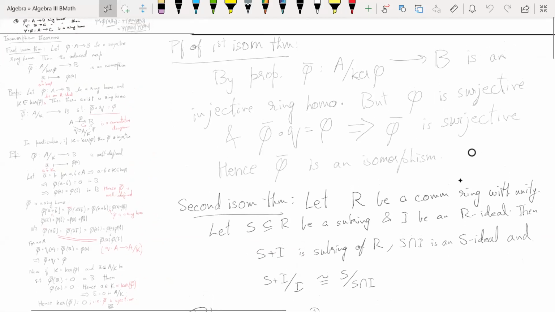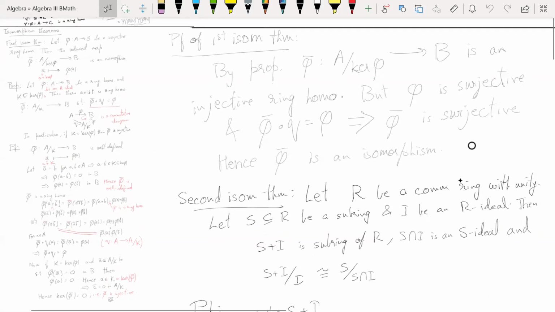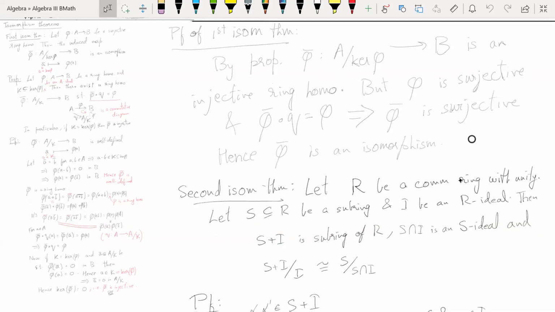So now the proof of the first isomorphism theorem. Recall the first isomorphism theorem from this left panel. Phi is a surjective ring homomorphism from A to B. Then phi bar from A mod kernel phi to B is an isomorphism, where the map sends A bar to phi of A.